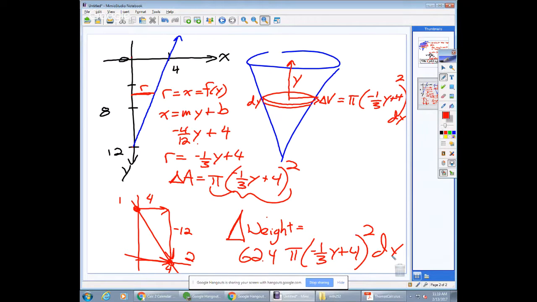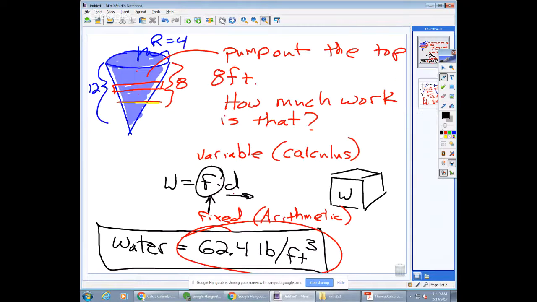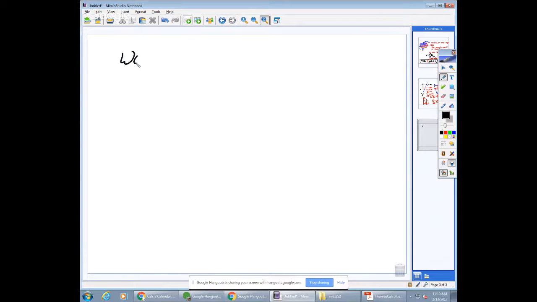All right, so we're slowly building up what we need here to make our integral. We want to calculate work. So, new page. Work for a variable force is equal to the integral of that variable force times the distance of whatever you're moving that stuff. In this case, we're going to have a dy to go along with that.